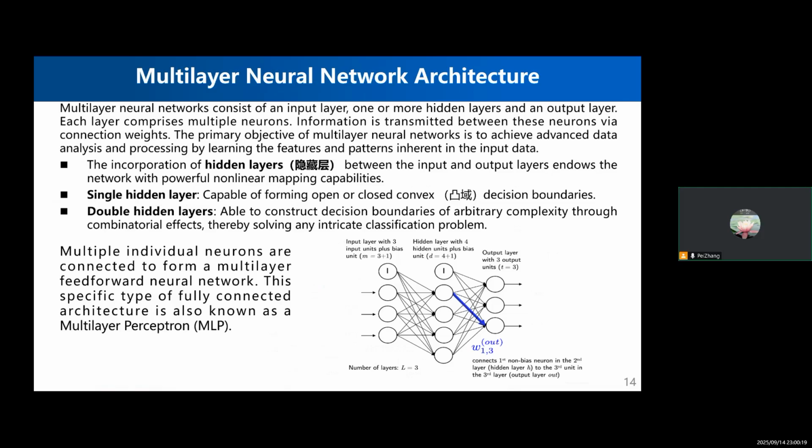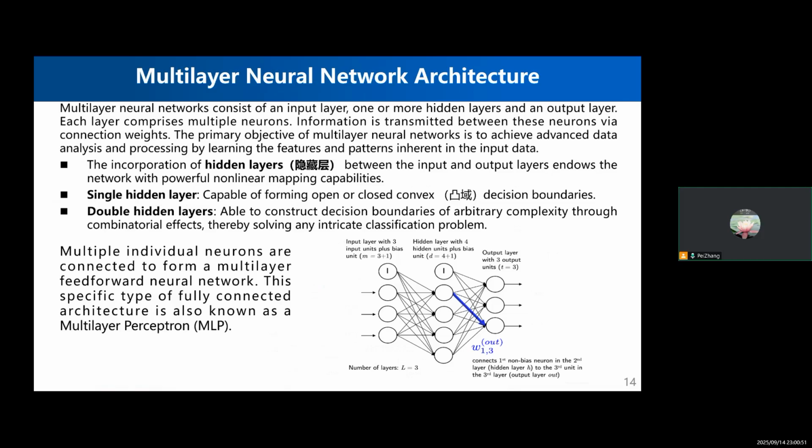The multi-layer neural network consists of an input layer, one or more hidden layers, and one output layer. Each layer comprises multiple neurons. Information is transmitted between these neurons through connection weights. The primary objective of a multi-layer neural network is to achieve advanced data analysis and processing by learning the features and patterns inherent in the input data.